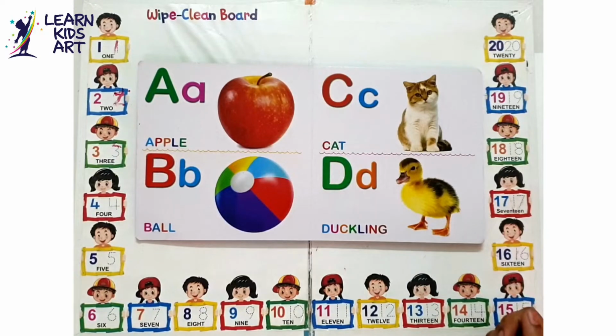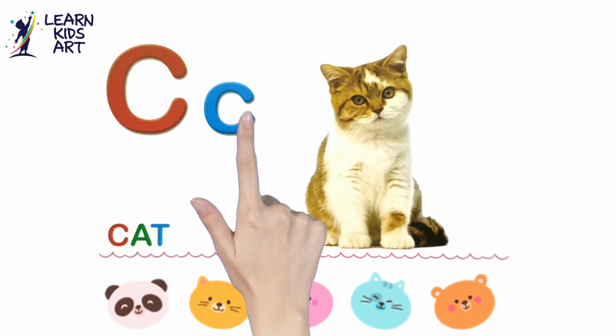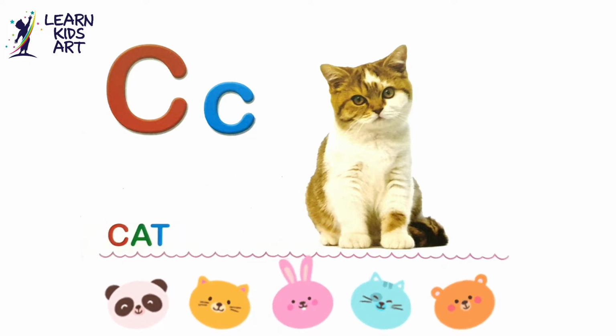Our next letter is C. C. This is capital C. This is lowercase c. C sounds K. C is for cat. C-A-T, cat.